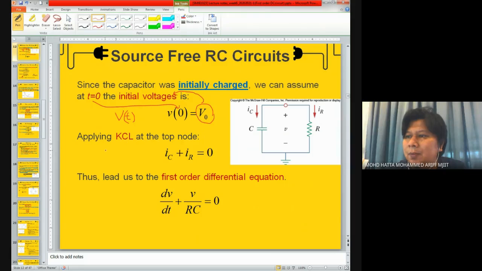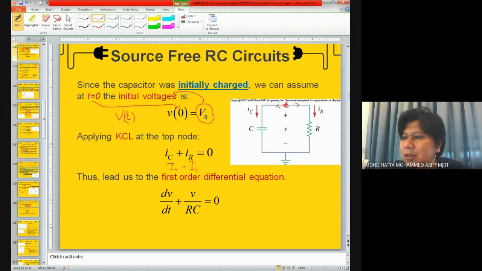And if we're applying KCL at the top node, we know that IC plus IR is equal to 0, because at this node there are two currents flowing out. Both are currents flowing out, meaning I out equals I in. I in equals 0, no current coming in. So, this leads us to a first order differential equation.